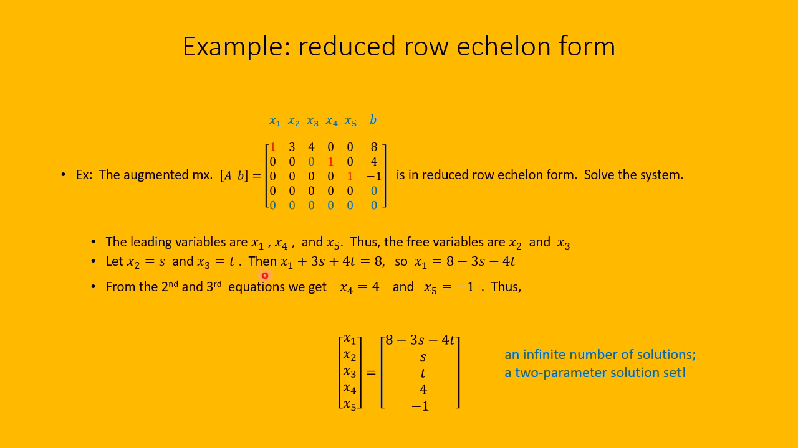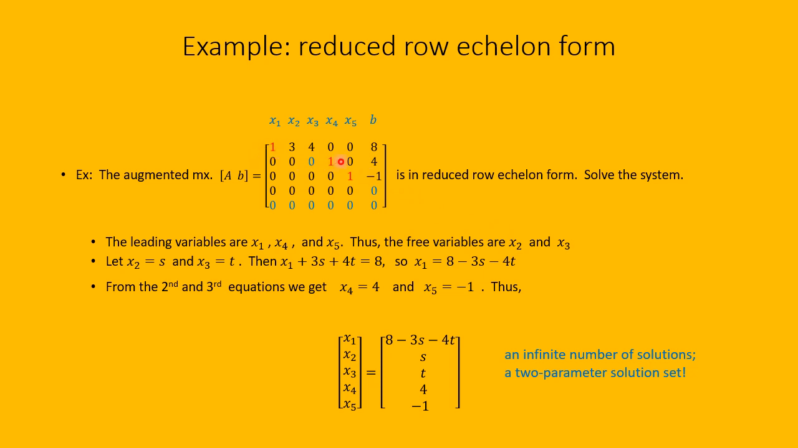So in that case, let's go to the first equation. We have x1 plus 3x2, but x2 is s, plus 4x3, but x3 is t, plus 0 times x4 plus 0 times x5 equals 8. So that gives us x1 plus 3s plus 4t equals 8. And we can solve this for x1 in terms of these constants and these parameters. x1 then is 8 minus 3s minus 4t.